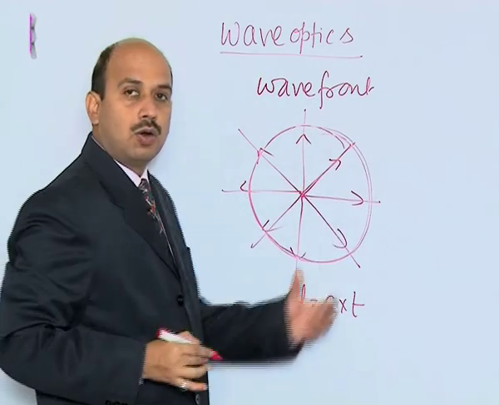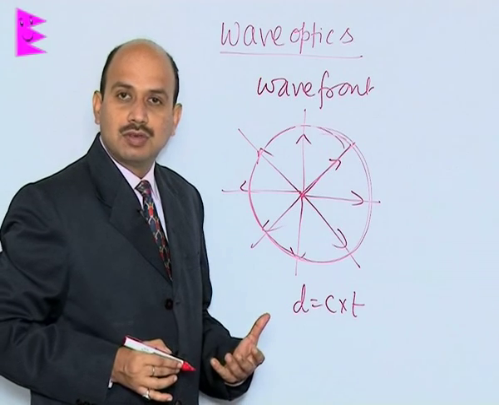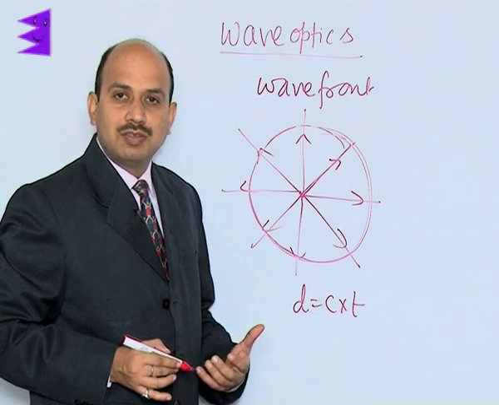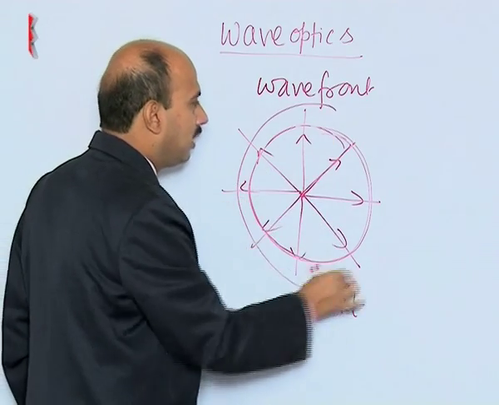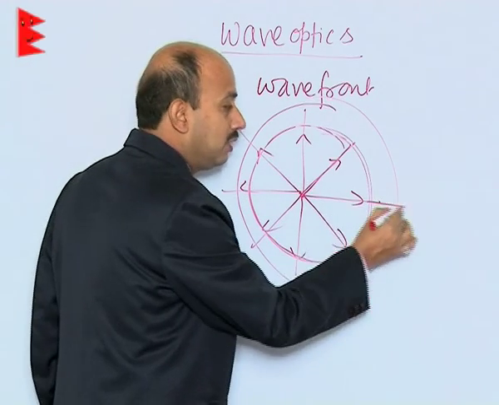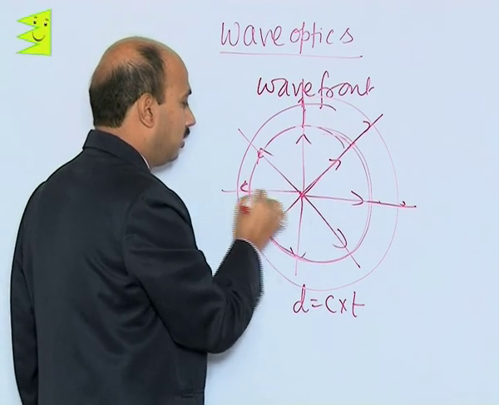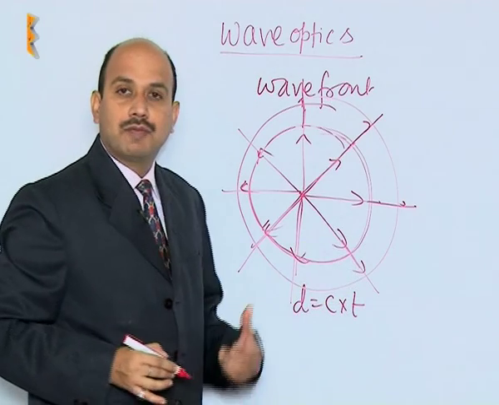and all the particles of this sphere have the same phase. It means the locus of the particles vibrating in the same phase is known as a wavefront. We can draw another wavefront like this. One important thing here is that the rays are perpendicular to the wavefront. So, if you take the wavefront in this way, the rays are perpendicular to it.